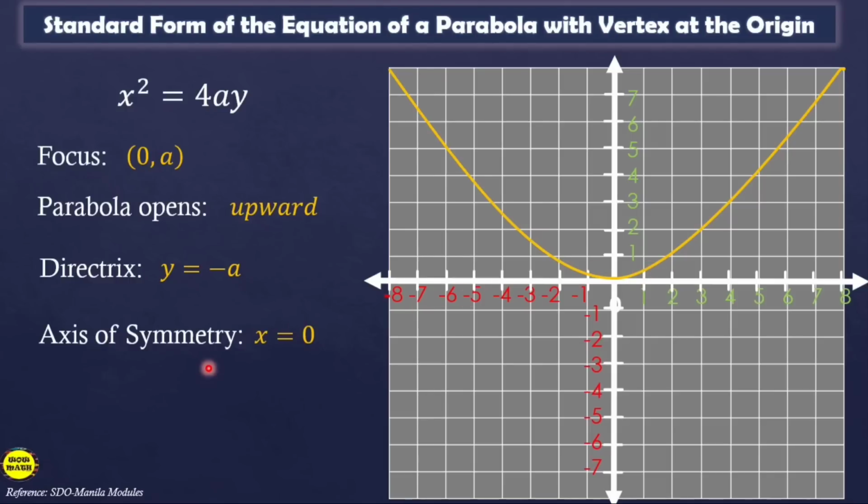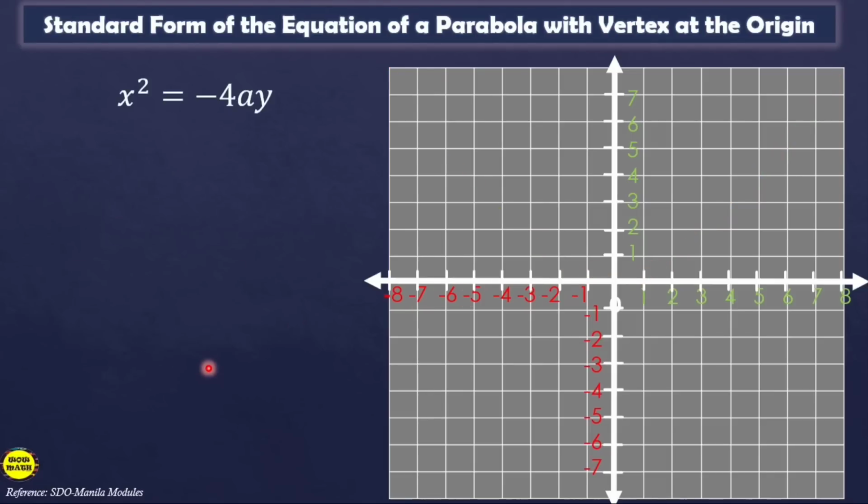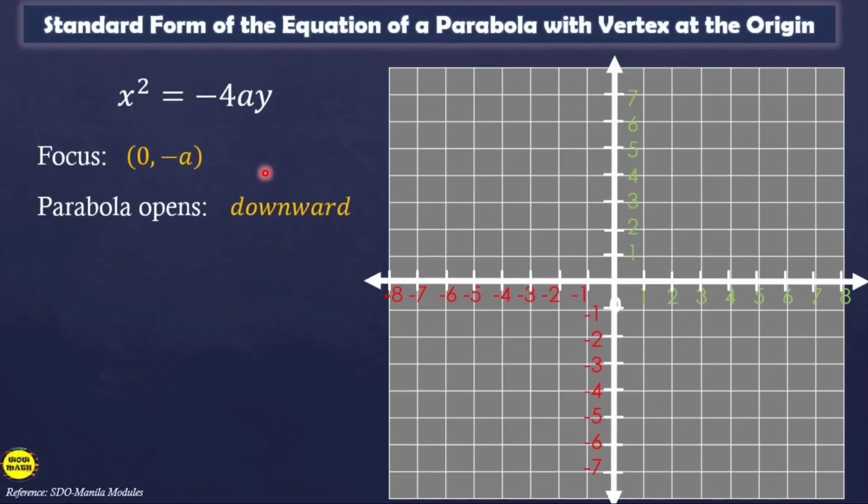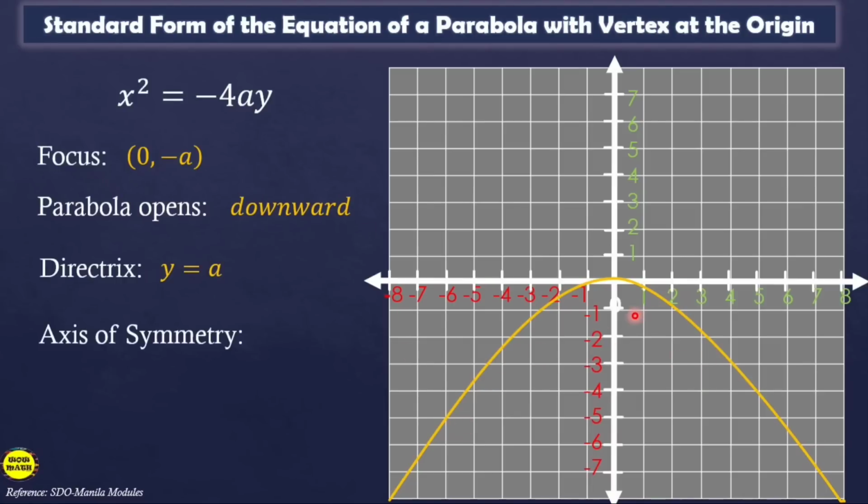Tatandaan natin yan. Next, kapag downward, negative yung sign natin dito at yung y ang hindi naka-raise sa 2, ibig sabihin, yung graph natin towards y-axis. Therefore, yung parabola natin dito opens downward. And then, again, yung directrix natin, y is equal to a. And then, the axis of symmetry, the answer is x is equal to 0.